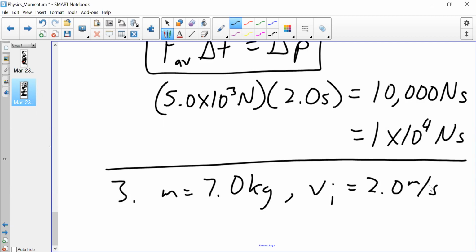A 7 kilogram object moving at 2 meters per second receives 2 impulses, one after the other, along the direction of its motion. So it just gets pushed twice and it's still going in the same direction. Both of these impulses are illustrated in figure 2, both of the graphs. Find the resulting speed and direction of motion of the object after each impulse.